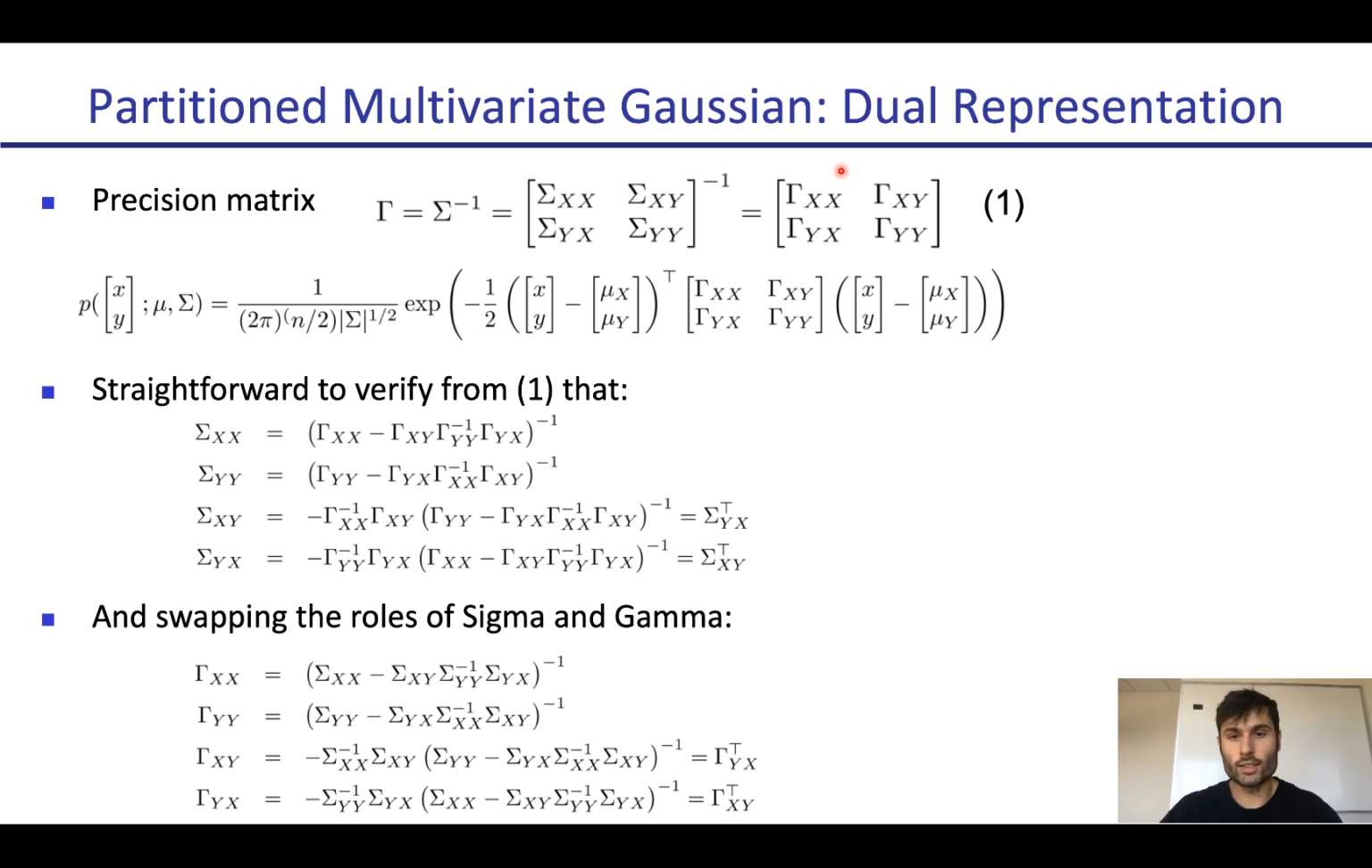Using the equalities for the inversion of block partition matrices, it's pretty straightforward to verify this set of relationships. And I don't know if someone will notice, but this is the Schur complement of the precision matrix. So this is a relationship that occurs very often in algebra. And then since the precision matrix is the inverse of the covariance, we have that the covariance is the inverse of the precision matrix. So just swapping the roles of sigma and gamma, we can get the other relationships that tell you how to obtain the precision matrix with the covariance terms.